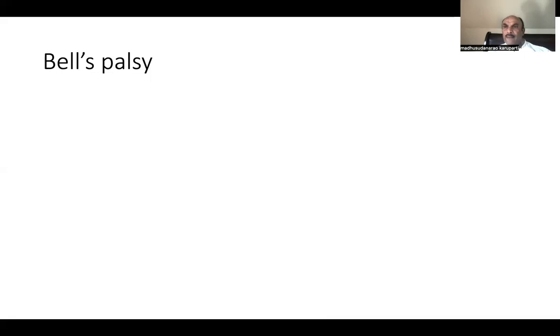Okay, as the etiology is unknown, certain risk factors have been described for the cause of Bell's palsy. What are these risk factors? Well, diabetes, pregnancy, viral infections, trauma, neoplasms are associated with the patients presenting with facial palsy.